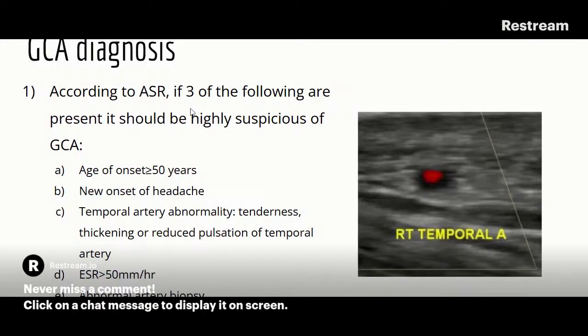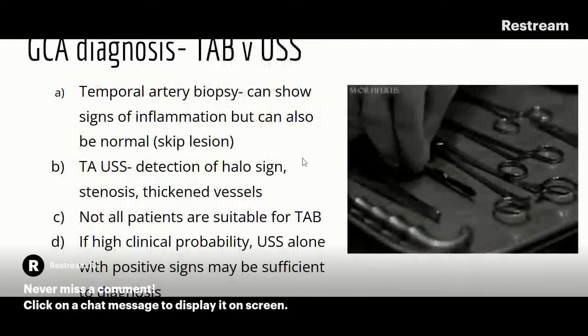Now, diagnostically, according to the American College of Rheumatology, if any three of these things are present, it should be highly suspicious for GCA. If they have a new onset headache, an ESR above 50, which is a bit more sensitive for GCA than CRP, an abnormal biopsy, an abnormality on a temporal artery ultrasound, and if they're older than 50 years old. Any three of these should make you highly suspicious of GCA.